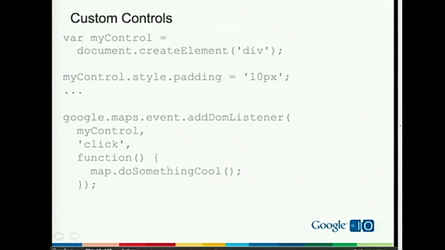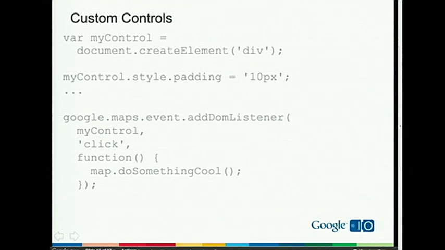Because in actual fact, custom controls are nothing more than divs, which just interact with the map in the JavaScript. So all we're doing is creating a div element, styling it however we like, and then, when we get a click on that element, we're making the map do something cool.